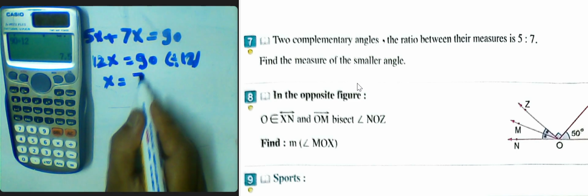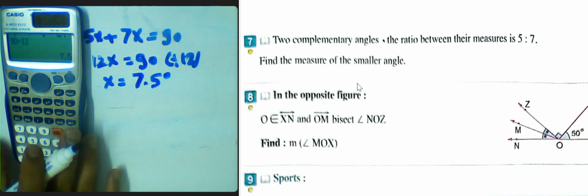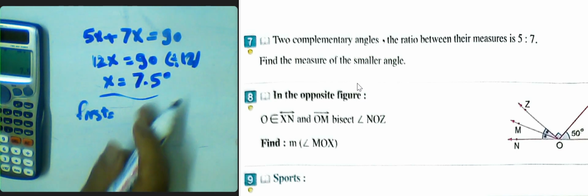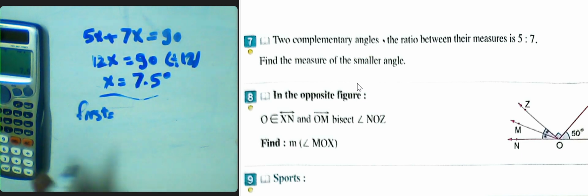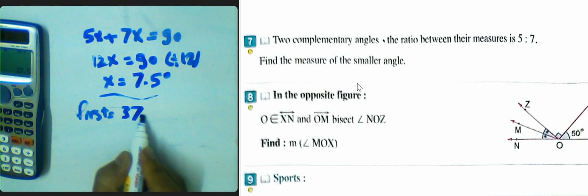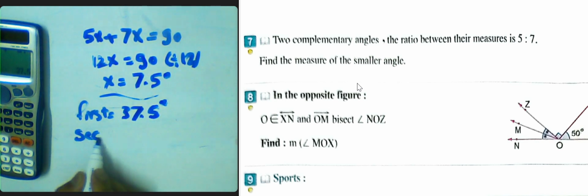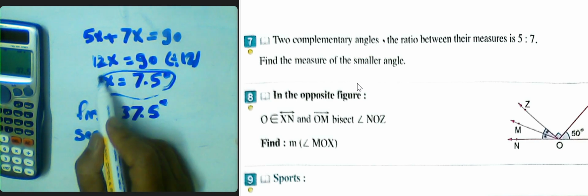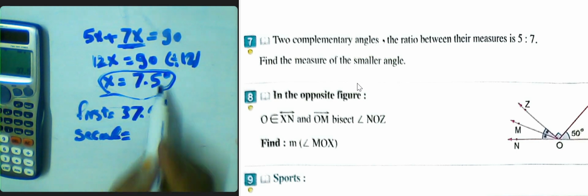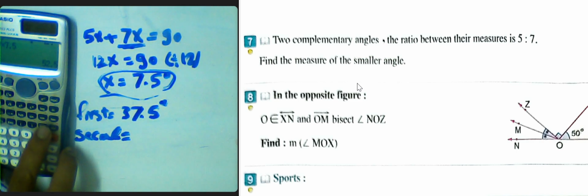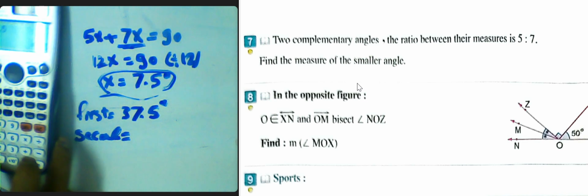The value of x equals 90 divided by 12, which equals 7.5 degrees. The first angle will be 5 times x, 5 times 7.5. The result will be 37.5 degrees. And the second angle will be 7x, 7 times 7.5. The result will be 52.5 degrees.